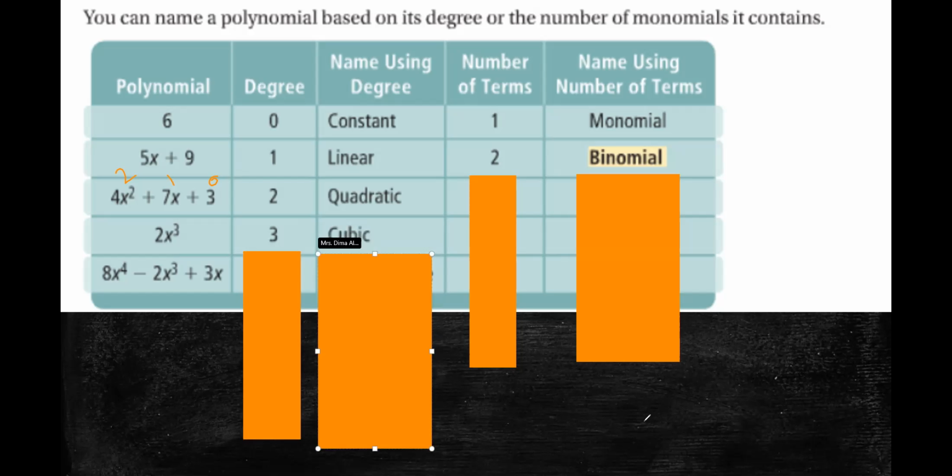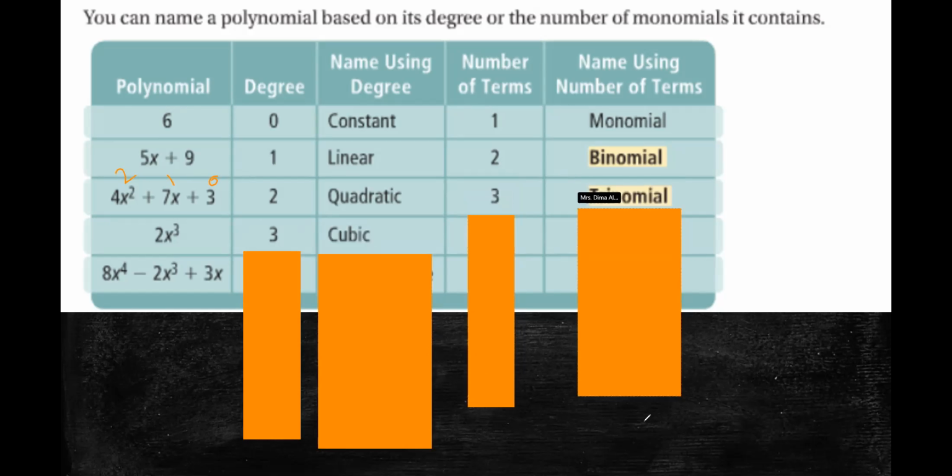And also, I can name the expressions by the number of terms. In the second one, we have 5x and 9. How many terms do we have? 2 terms, so we name it a binomial. And if you have 4x squared, 7x, and 3, how many terms do we have now? We have 3. Because we have 3 terms, we name it a trinomial.